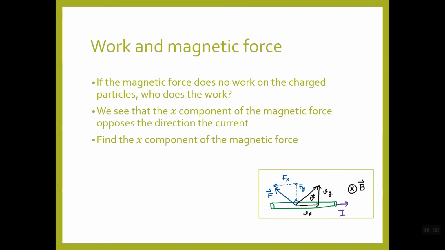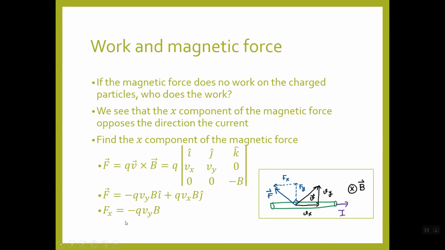So let's find the x component of the magnetic force. If we do q V cross B, and we use the determinant to find the cross product, V has an x component and a y component, no z component. The magnetic field is in the minus z direction. So we get this for our magnetic force. We have an x component and a y component, and the x component is just minus q vy B.